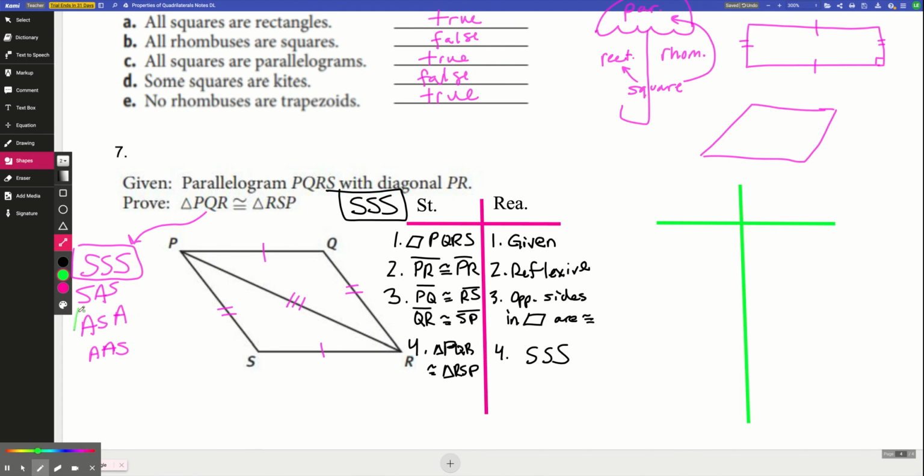I'm trying to color code for you all. So I'm going to do a second proof that shows this with ASA. So I'm going to do those and kind of do those marks in green. Okay.